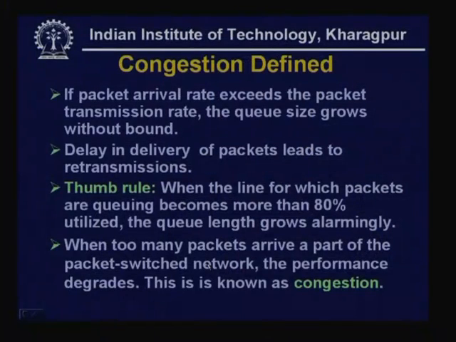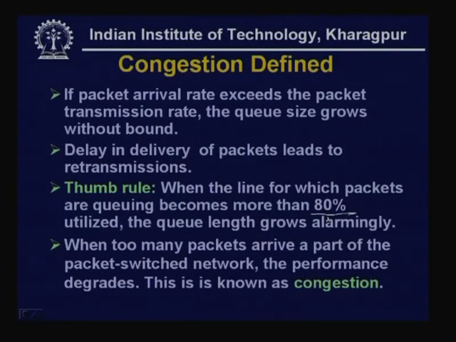So now we can define congestion. We are now in a position to define congestion. If the packet arrival rate exceeds the packet transmission rate, the queue size grows without bound. That's what happens, and delay in delivery of packets leads to retransmissions. Whenever these two things happen, the thumb rule says that when the line for which the packets are queuing becomes more than 80% utilized, the queue length grows alarmingly.